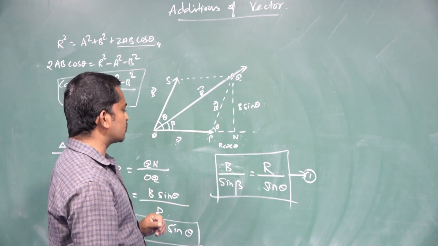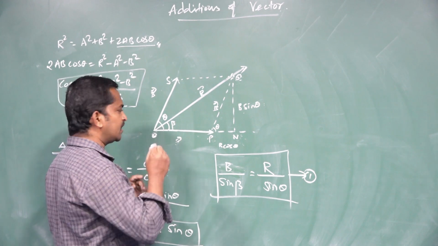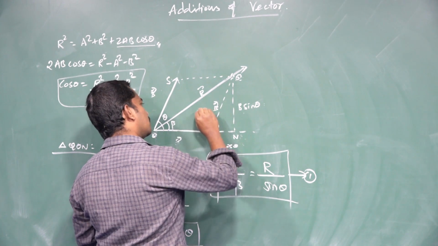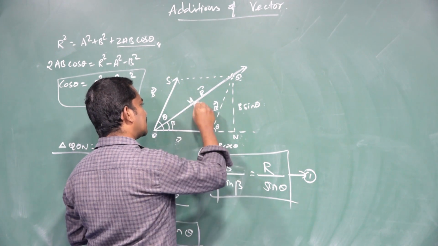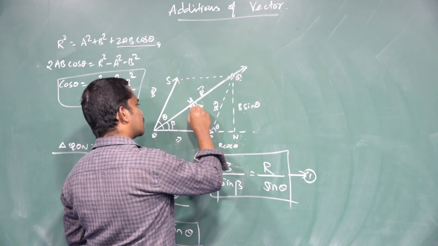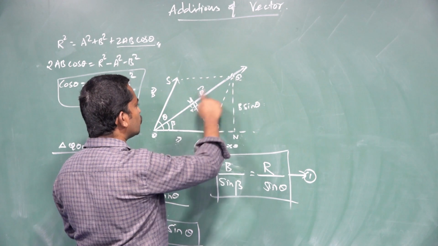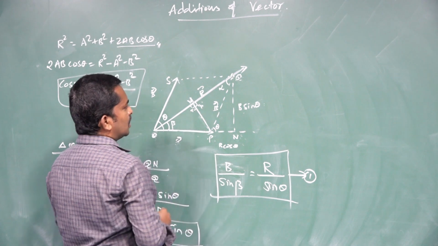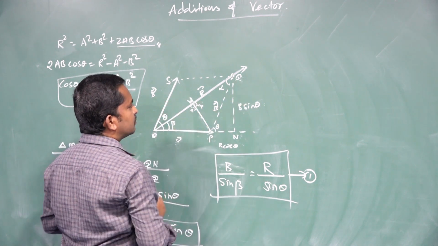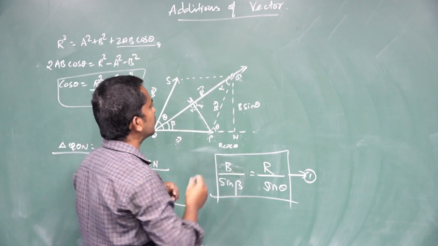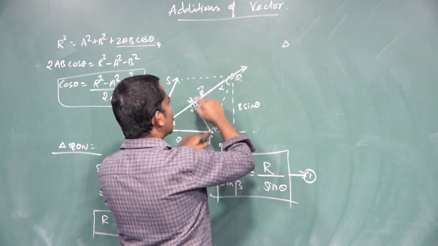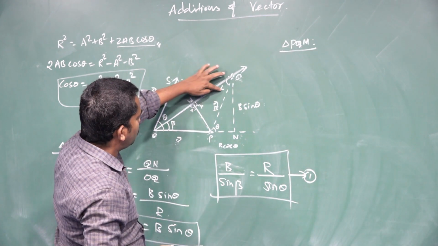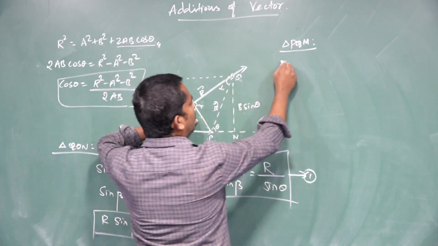Next, I want to see this diagram in P. Just draw a line perpendicular to OQ. This point is M. This is 90 degrees, and this is also 90 degrees. Take the angle PQM, this angle is alpha. Take sine alpha in triangle PQM.